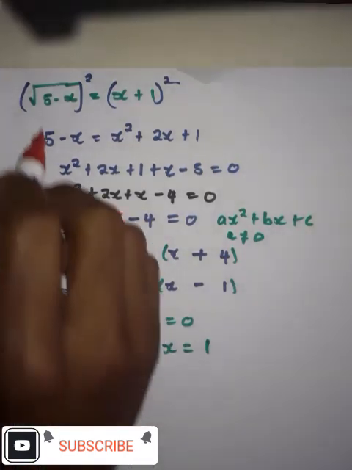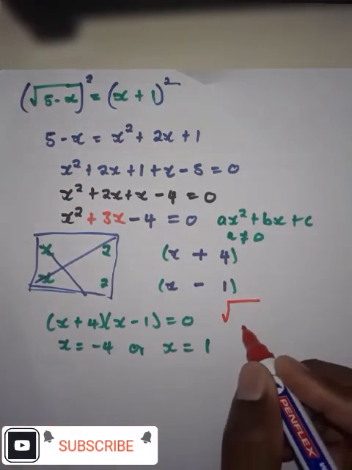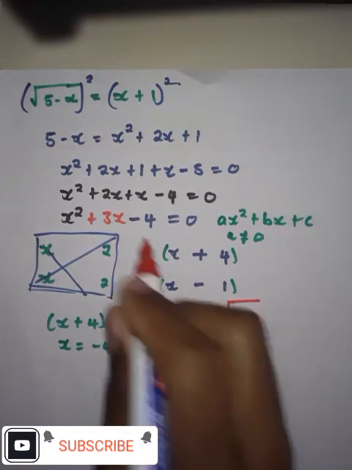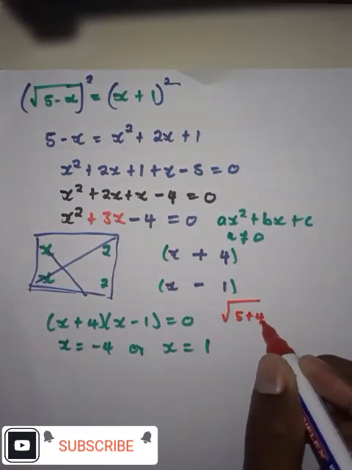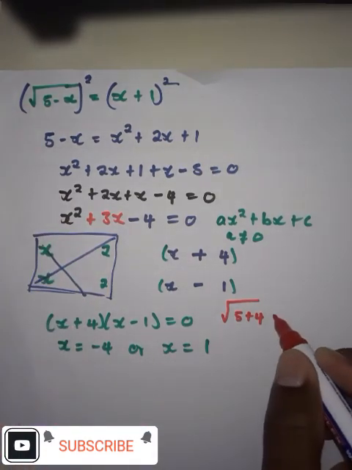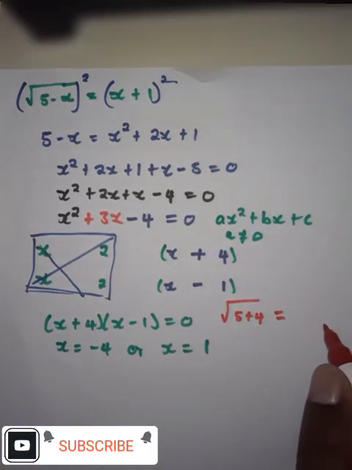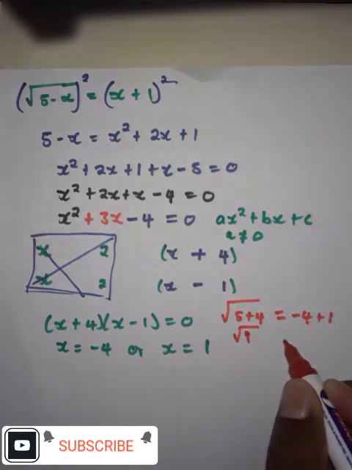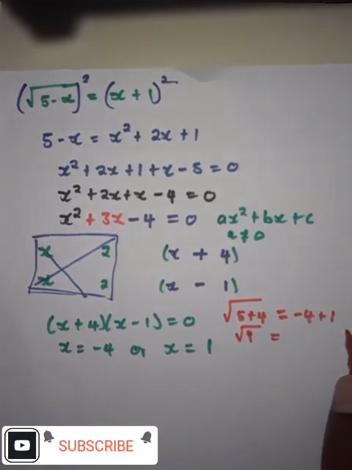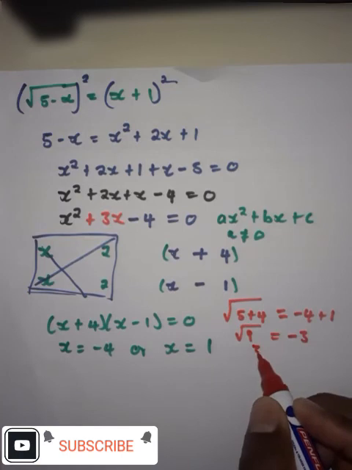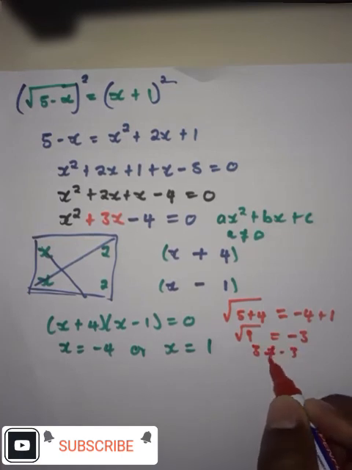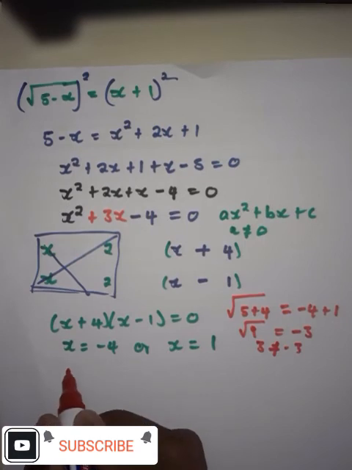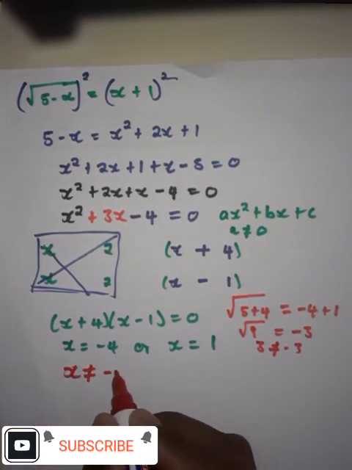So we're going to substitute minus 4 in here. You're going to have the square root of 5 minus 4, which is going to be plus 4, because you already have a minus here, is equal to minus 4 plus 1, right? So this gives the square root of 9 is equal to minus 3. So obviously 3 is equal to minus 3, which is not true, right? Therefore x is not equal to minus 4.